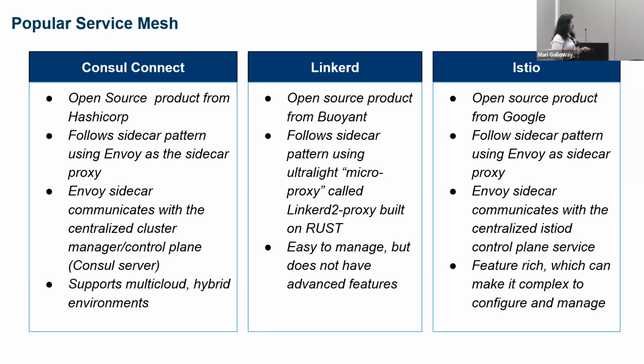Again, there are subtle differences between these three popular service meshes. Consul Connect supports multi-cloud and hybrid environments, whereas Linkerd is very easy to manage, so if you want to build something very quickly, that is the way to go. Istio is maybe one of the most popular because it is feature rich. You get all the bells and whistles with Istio. But as the features increase, the complexity also increases, so it's a little bit hard to manage and configure Istio. But if you want a feature rich service mesh, that would be the way to go. It really depends on what your organization's needs are, to pick and choose whichever one you want.